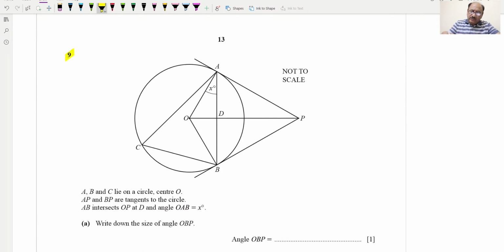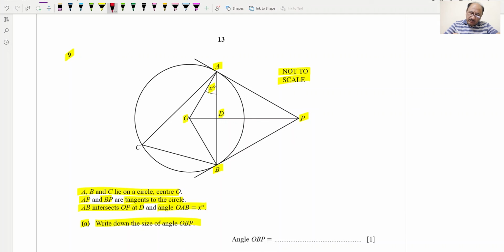Question number 9, circle theorem question. Diagram is not to scale. A, B, C lie on a circle. Center is O. AP and BP are tangents to the circle. AB intersects OP at D. So this is point D. And angle OAB is x degrees. This is x degrees. A part, write down the size of angle OBP.